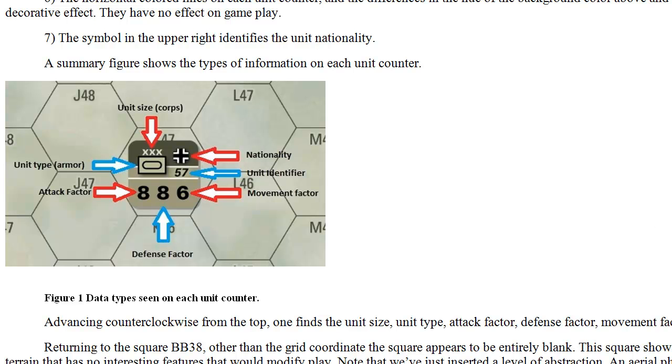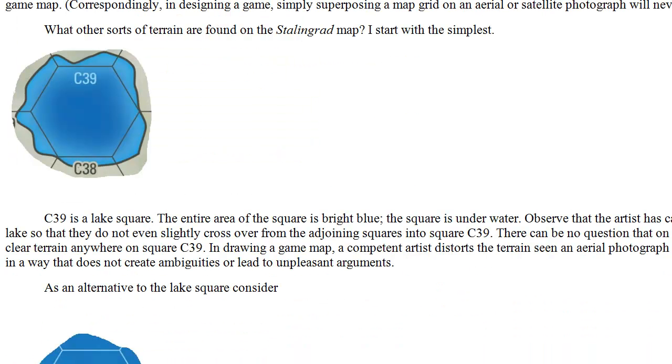So we've now looked at unit counters, and we'll start with terrain. And so here is a terrain feature. You see it's a square, C39. It's filled in with blue. Now, if you were really picky, you might wish that the artist, in drawing this, had pushed that line between blue and tan away from the vertex, and ditto here, push the line a little bit away from the vertex so it's completely clear that this entire square is solid blue.